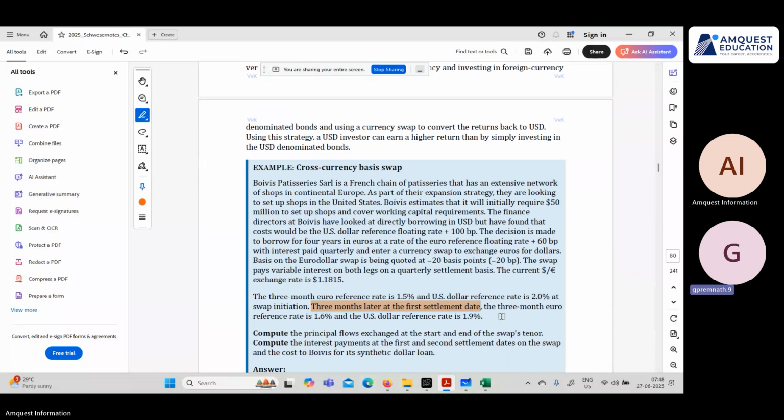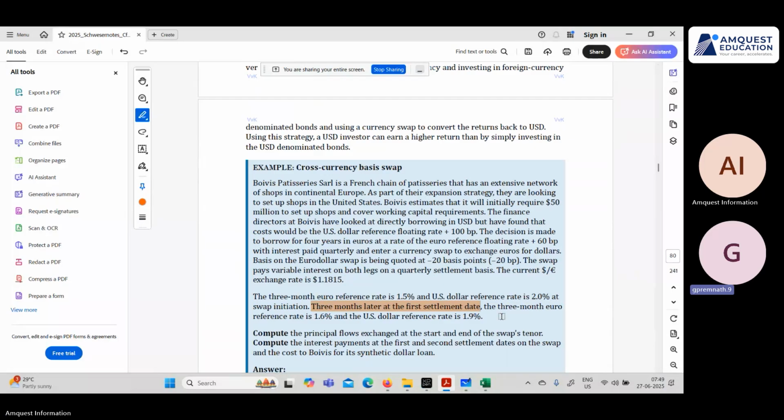The 3-month euro reference rate is 1.5% for the first one, and the US reference rate is 2% at the swap initiation. So this 1.5 and 2 is as of today, but will be used for the first settlement. Same mistake, I missed the 60 bips. So 1.5% plus 0.6 is 2.1%. He has to pay that in terms of euros.